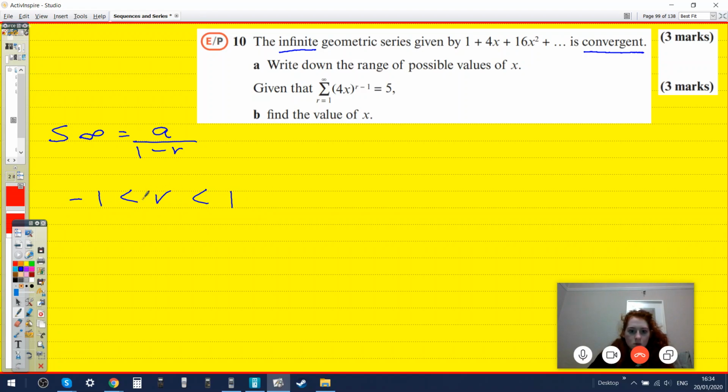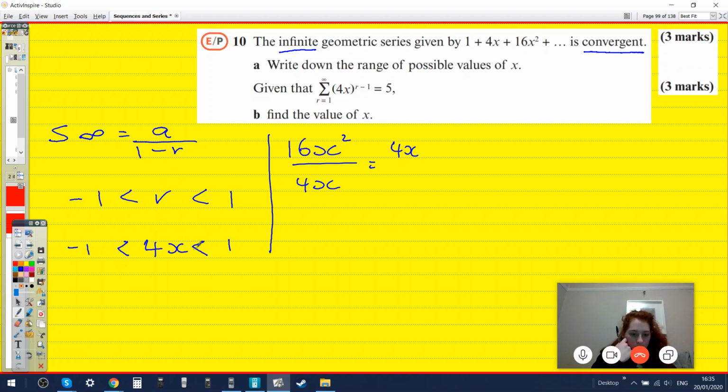What is the common ratio? Is it 4? What's making it go from 4x to 16x squared? You tell me. What is 16x squared divided by 4x? Is it not just 4x? Yep. And that's because the first term was 1. So 1 times what gives you 4x? It's 4x. So the common ratio is 4x.